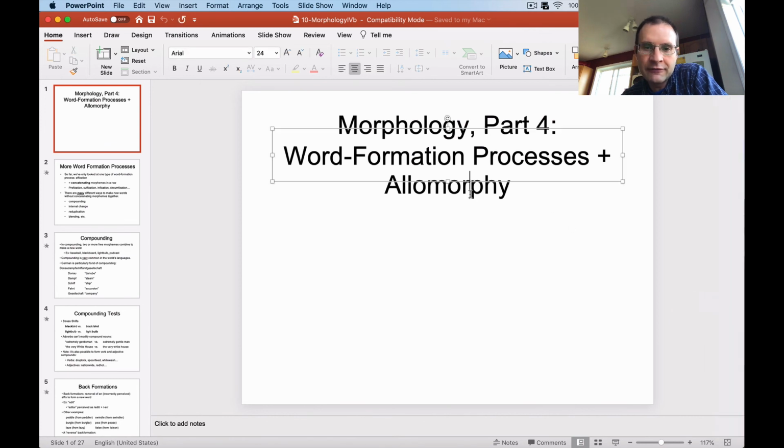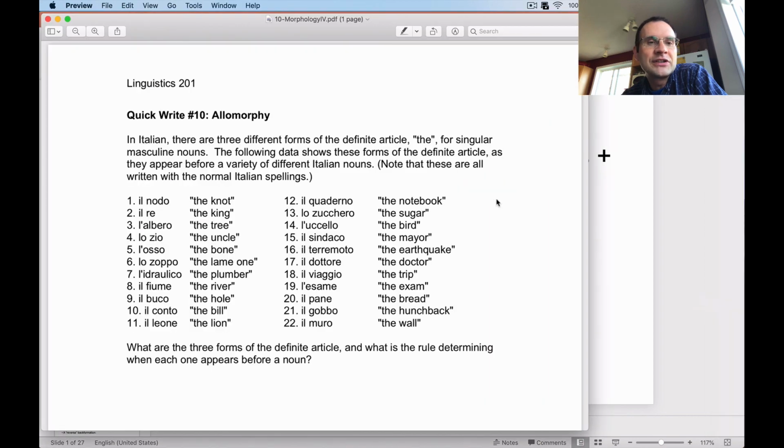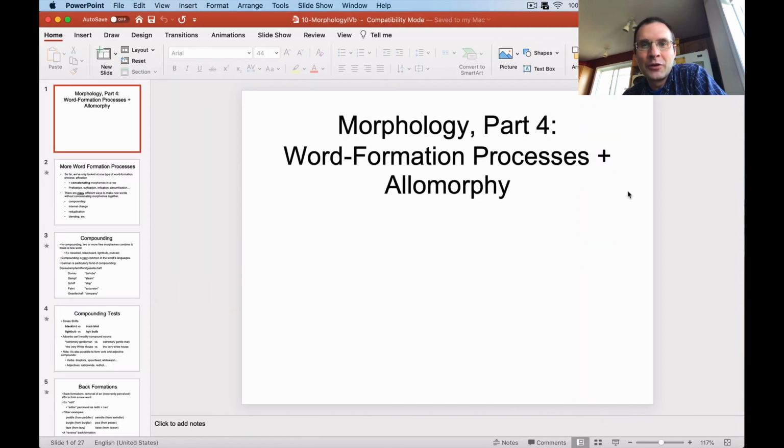We're also going to talk about a phenomenon called allomorphy at the tail end of this lecture, which is also what the quick write for today is about, which is allomorphy in Italian. So I want you to look through these forms and try to figure out what's going on in them with the different forms of the definite article, the, and let me know what you think is happening there. And then by the end of the lecture, we'll come back to this topic, having learned a little bit more about the general topic of allomorphy on the way.